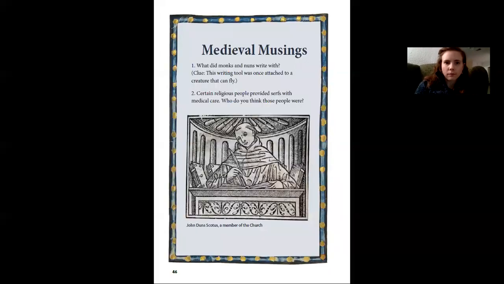All right, and we have some more medieval musings. It says, what did monks and nuns write with? Clue, this writing tool was once attached to a creature that can fly. And then number 2, certain religious people provided serfs with medical care. Who do you think those people were? And here we see John Duns Scotus, a member of the church. And he's writing with something. I wonder if that's our answer to number 1.